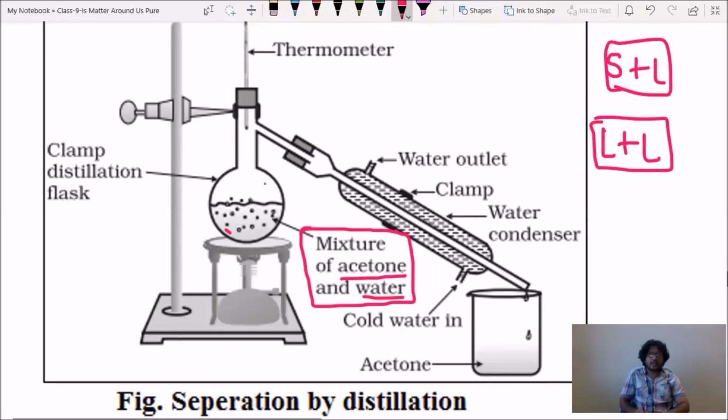If you are heating, automatically acetone will rise up because acetone has a low boiling point, and because of the temperature that acetone will rise up and those acetone vapors will enter into this condenser. If you cool, automatically those acetone drops, you can observe, and total acetone can be collected here and water can be collected here because both boiling points are different.